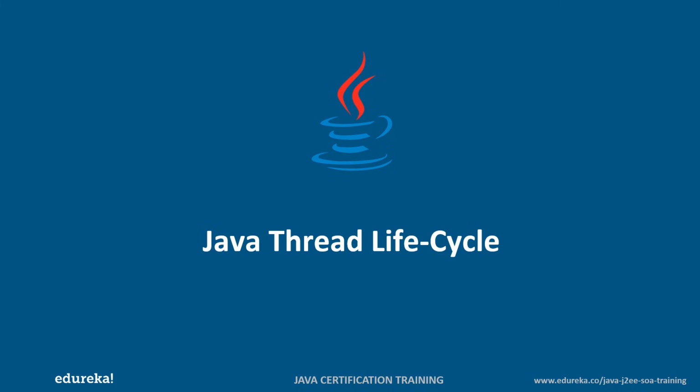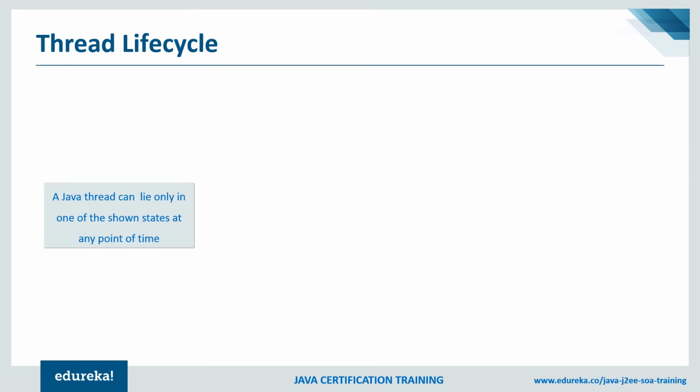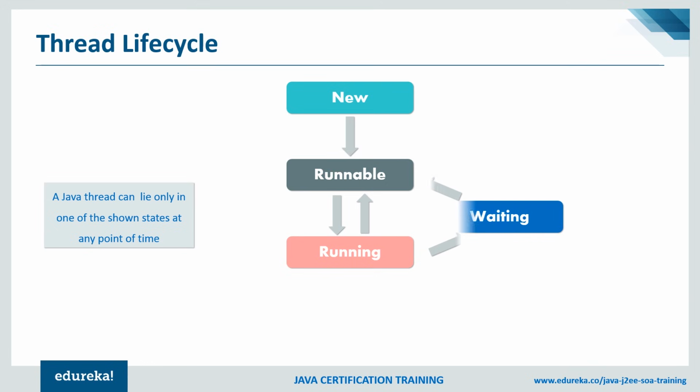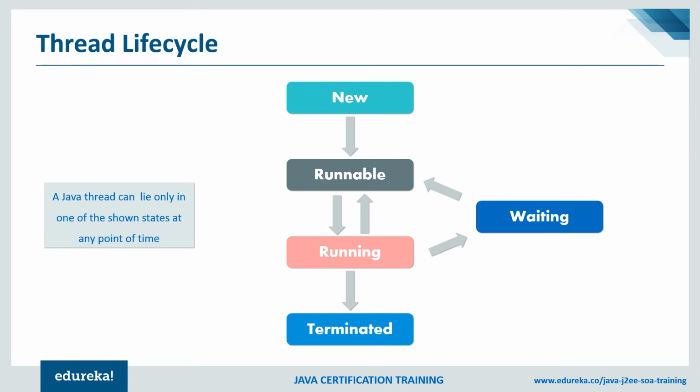Once we create a thread, it will have a life cycle. So how is it going to work? A thread can lie in only one of the shown states at any point of time. Typically, we'll have a thread with a state called new. When you create a thread, its state is new. Then we move into runnable, then into running, and finally the thread will be terminated. In between, a thread can have the waiting state, which can iterate between runnable and running.